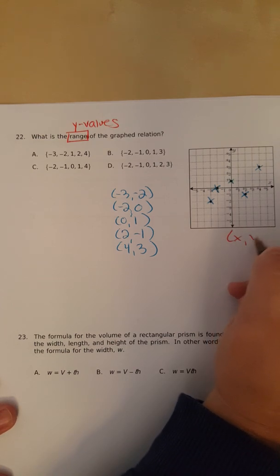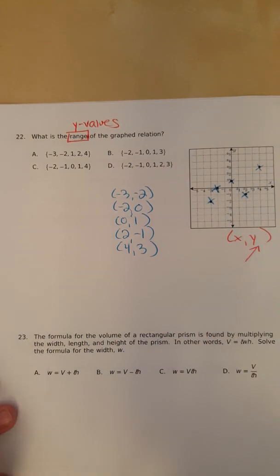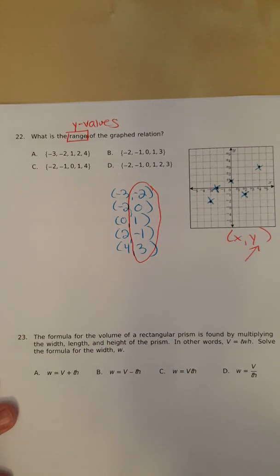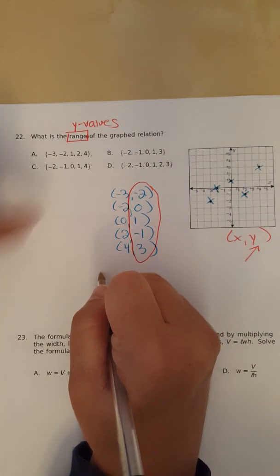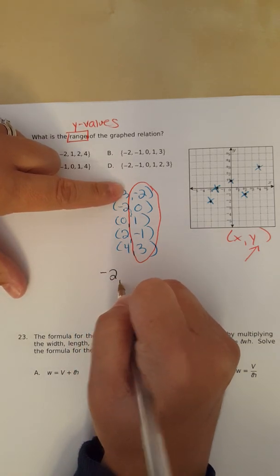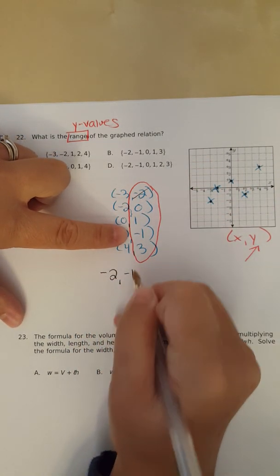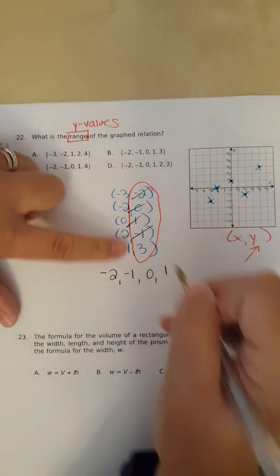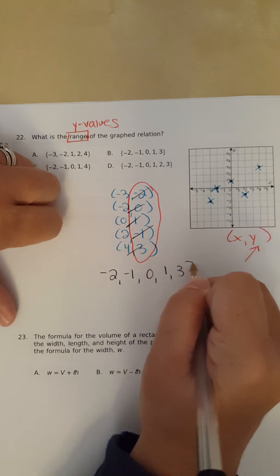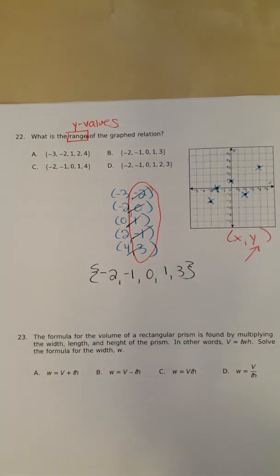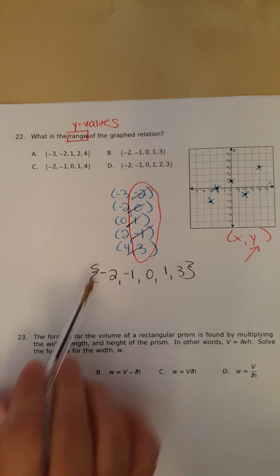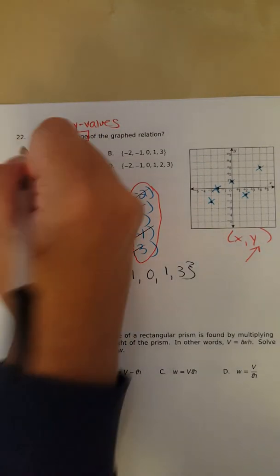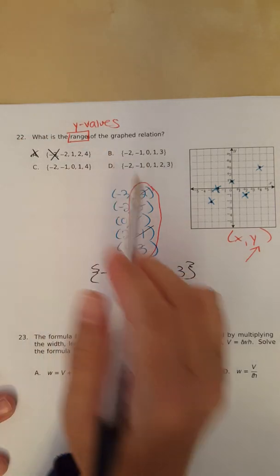Quick reminder, x is first, then y, so we're looking for the range, your y value, those second numbers here. So when we look at this, let's put them in order smallest to largest. So negative 2 would come first, then negative 1, then 0, then 1, and then 3. So those are my range values here. So negative 2 should be my smallest, which is not the case in A. A has negative 3, so we know A is not our answer.